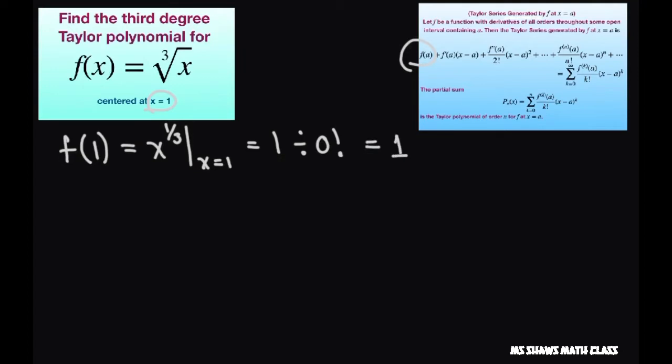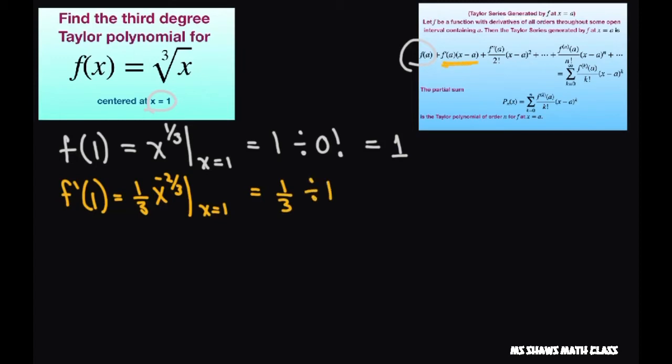All right, now for our first derivative at 1, we're going to get 1/3 x to the power of -2/3. And we're evaluating this at x equals 1. This is going to equal 1/3. This is like dividing by 1 factorial, which just gives you 1/3. And then you're going to have x minus 1 for this part.